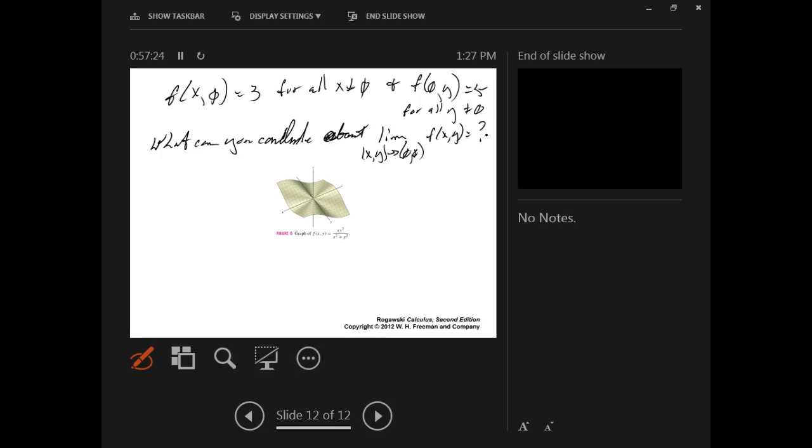Because it's 3 coming in here, 5 coming in here, and how are they going to meet? It can't exist. It would be some type of a discontinuity there.